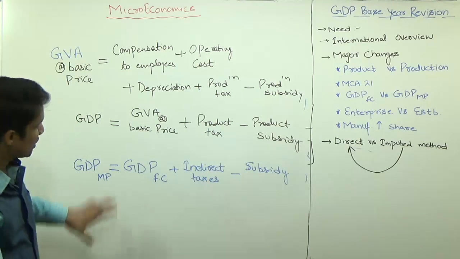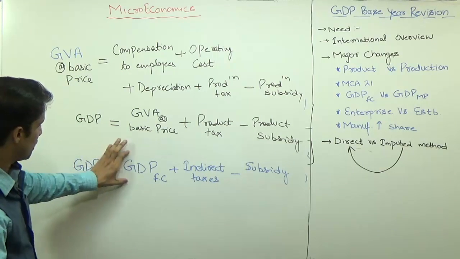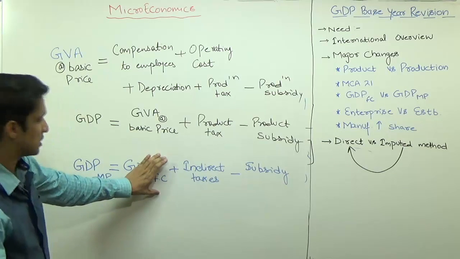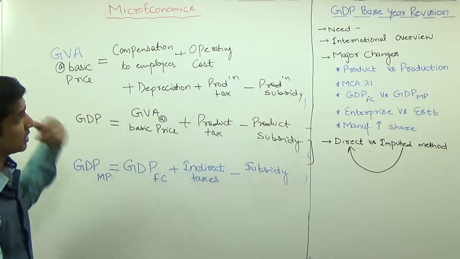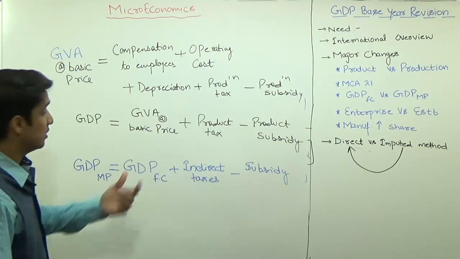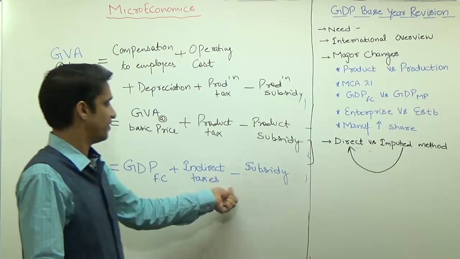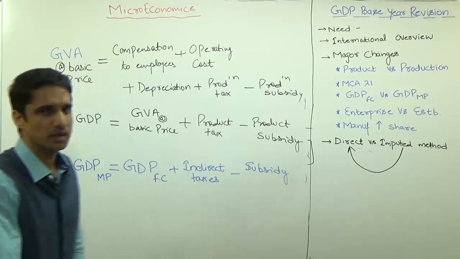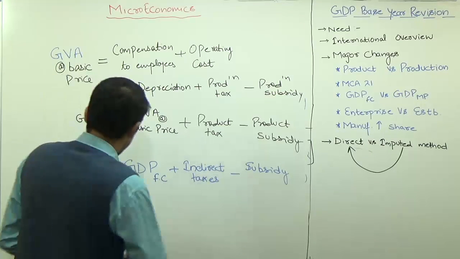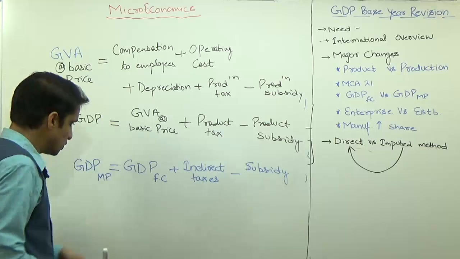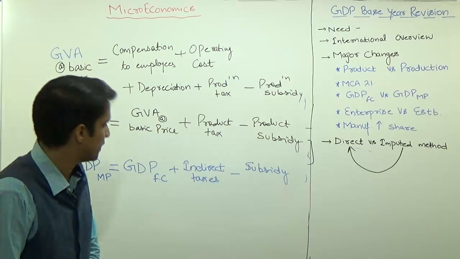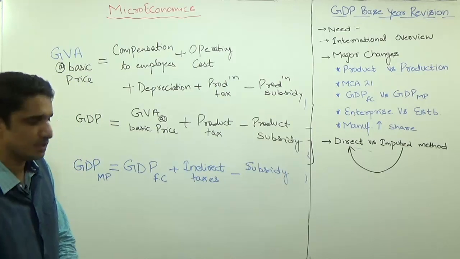So this is what the relationship was. GDP market price equals to GDP factor cost. In the yesterday's example we discussed 1300 came as the GDP at market price. 1300 equals to 1000 plus 500 minus 200. That was the scenario. Anyways, so GDP market price equals to GDP factor cost plus indirect taxes and minus subsidy.